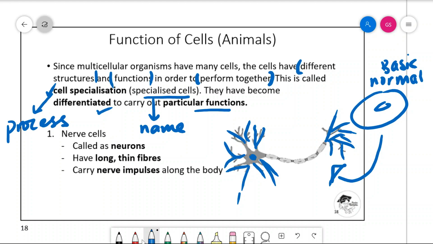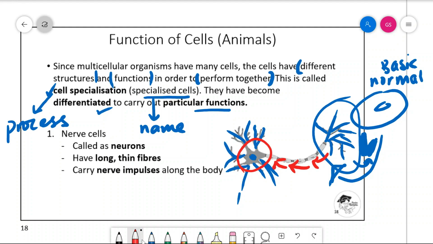Let's say, maybe here is your finger, your hand line, your finger. This end of the nerve will be connected to your tissues here at your hand or your finger. It will send the impulses, or send the information, through this neck here to this bigger part, in which it will send to other parts of your body, such as your brain. So it will ask you to pull your hand away from the hot water. That's the reason why.